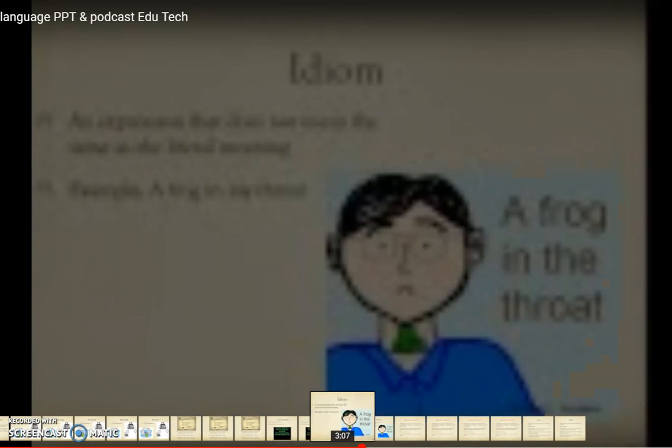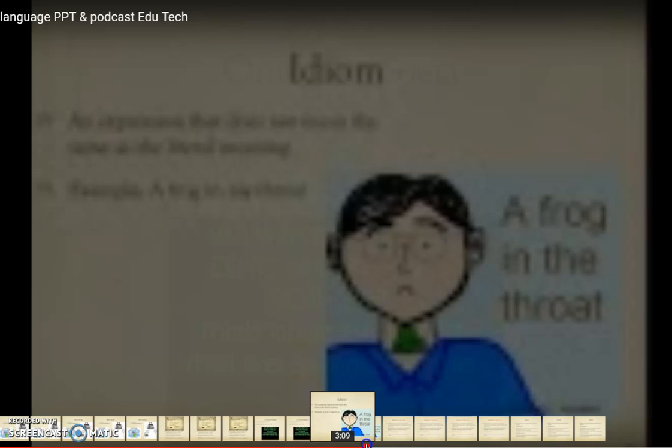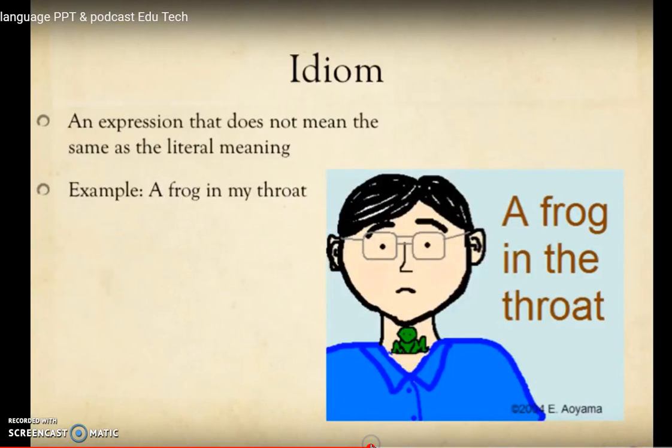And our last one is idiom. An expression that does not mean the same as the literal meaning. In this case, they say, a frog in my throat. Well, it doesn't really mean you have a frog in your throat. It means something is happening where your voice is different, or you're having a hard time getting something out because your throat's scratchy or it hurts. But that's just one saying. One of your favorite ones I hear quite a bit is, it's raining cats and dogs. Well, is it really raining cats and dogs? No, but it's a phrase, an idiom that we use to say that it is raining a lot.